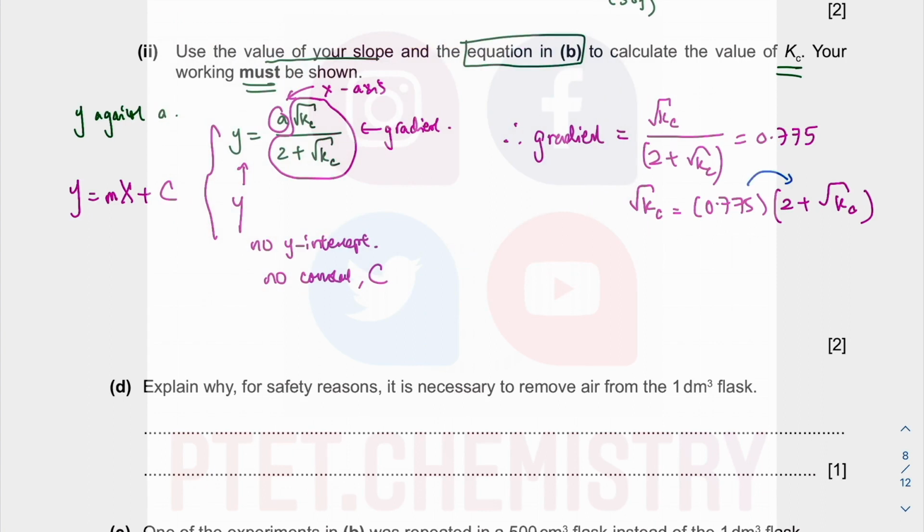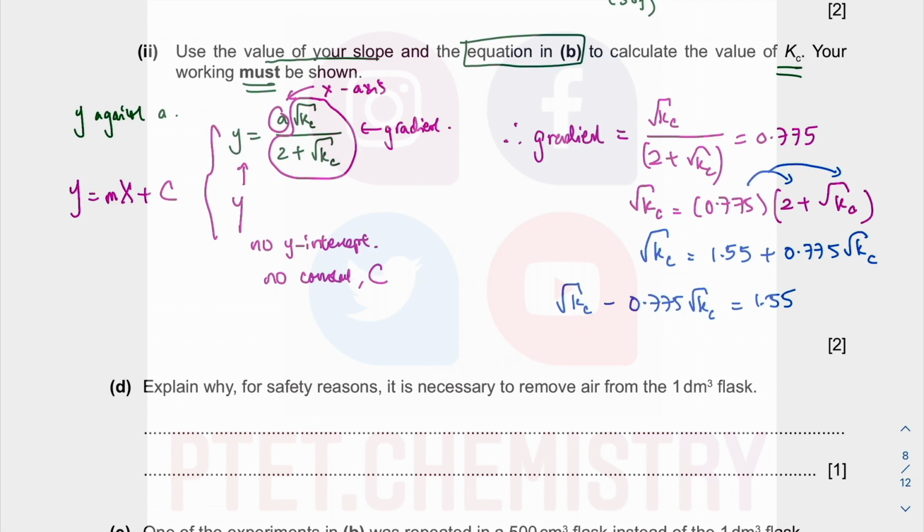You know expansion of terms from your, again, I keep on saying, lower secondary mathematics. But you might have done this in upper secondary mathematics, I'm not sure. But you would definitely have done it in your mathematics before you come to A level. So Kc minus 0.775 Kc is equal to 1.55.